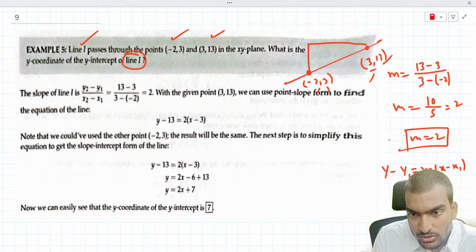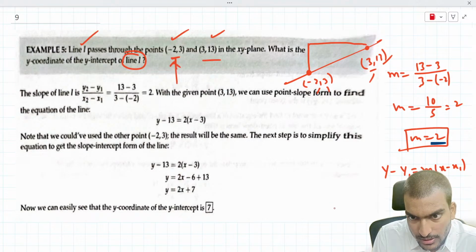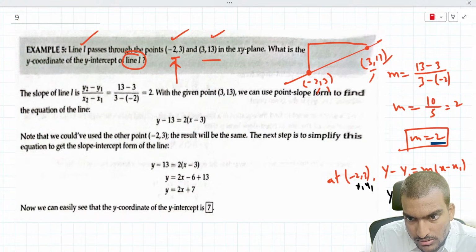So now what do we do? In the place of slope, I just substitute 2. And take any point, maybe (3, 13), whatever. Let's take the first point, (-2, 3). So at (-2, 3), here what we are doing is y minus y1, where y1 is 3, that equals m times x minus x1, which is x minus (-2).